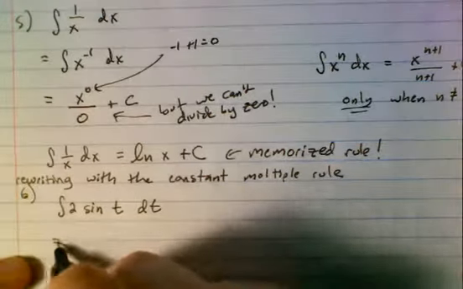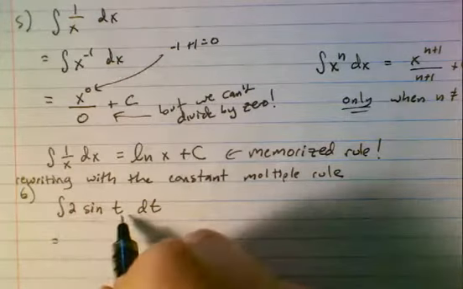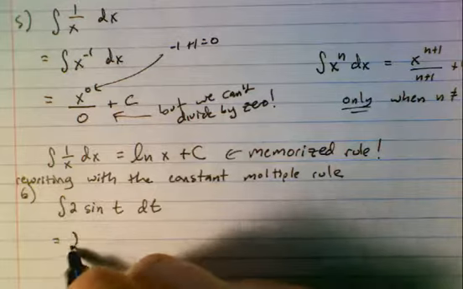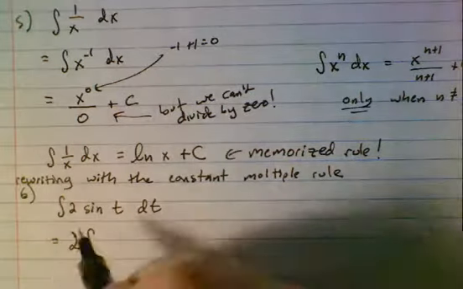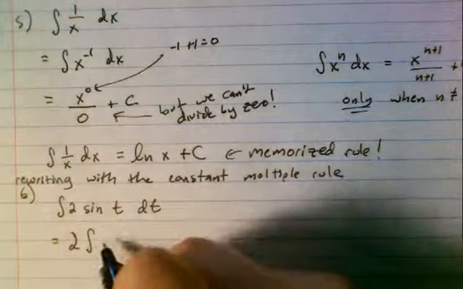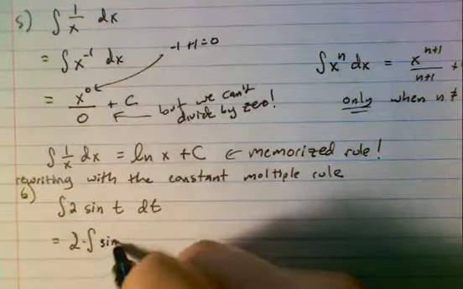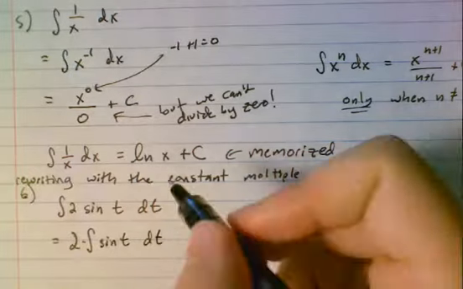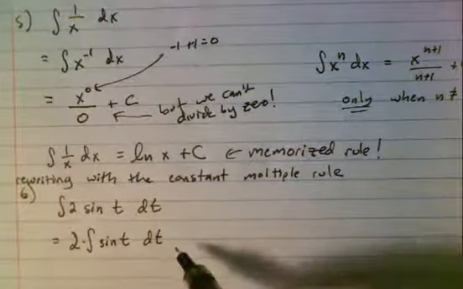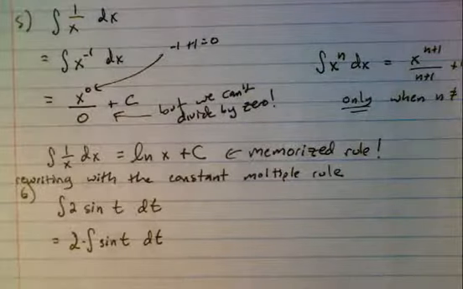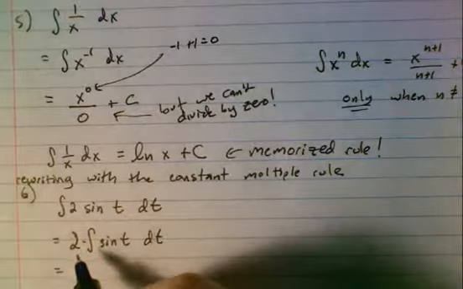The constant multiple rule just says that if we have 2 times, or a constant times, some other function, this is the same as that constant just being along for the ride. We can write it outside of this little symbol. So this is the same as saying 2 times the antiderivative of sine t dt. And it's not a really big deal for this particular problem, but sometimes it's going to be really handy just to make the problem we're working with simpler. So in this case, let's just finish this one off.